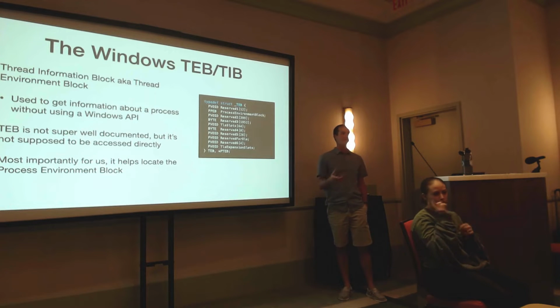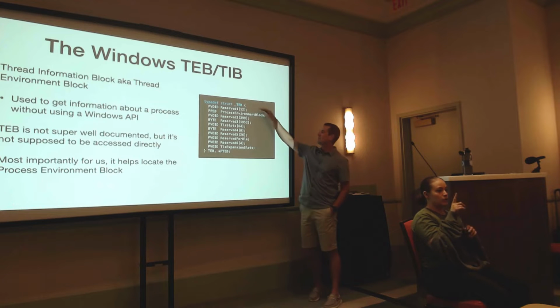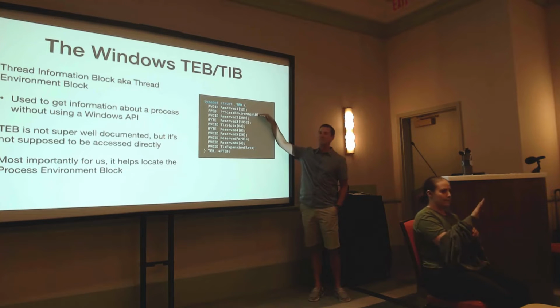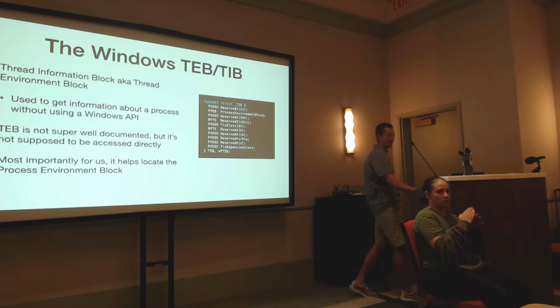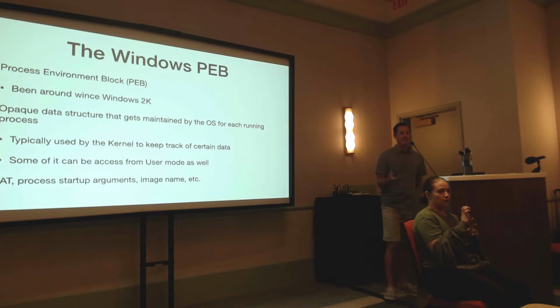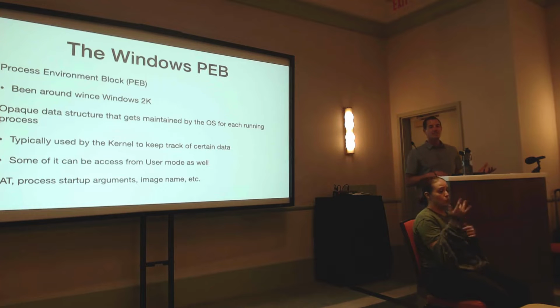There's a lot of different stuff in here that we don't necessarily care about. When we're thinking about anti-debugging, the only reason that we use the TEB is to find the process environment block. The process environment block, or PEB, is what can actually tell us if an application is being debugged or not. The reason we have to use the thread information block is that it's a little bit more visible to us. The PEB, which contains those flags of things being debugged or not, is called an opaque data structure.